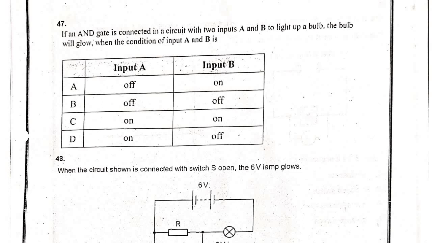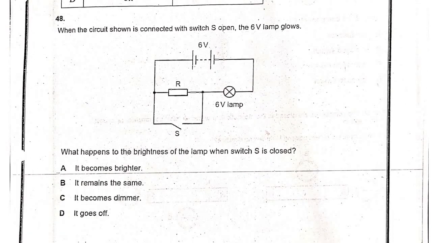Then we have question 47. If an AND gate is connected in a circuit with two inputs to light up a bulb, the bulb will glow. Then at what conditions of input A and B? So we know that the AND gate gives the output 1 when all the inputs are 1. So if inputs A and B both are on, then the output will be on or 1. Option C is the right answer.